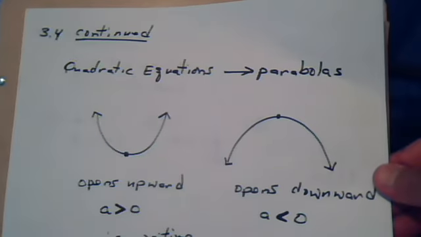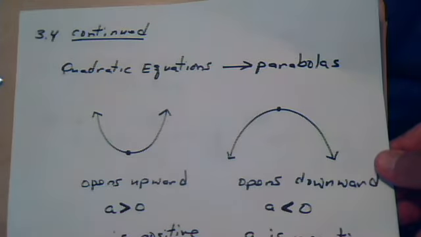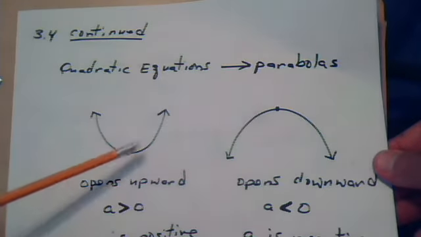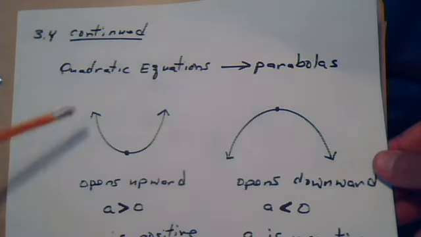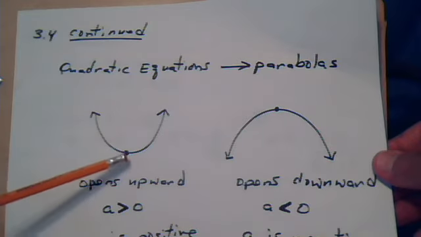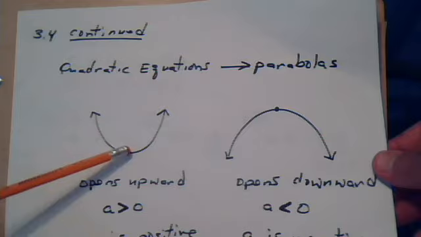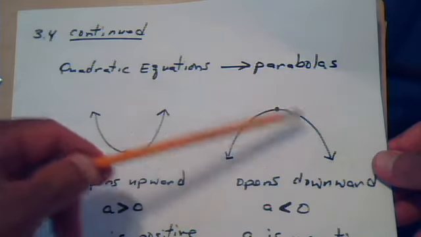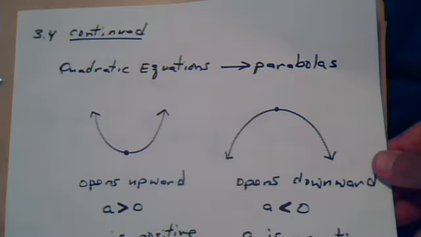Quadratic equations produce shapes we call parabolas. This is a parabola shape. Notice the vertex. This one's opening up, this one's opening down. This one is a minimum, the vertex is a minimum, and this one, the vertex is a maximum.